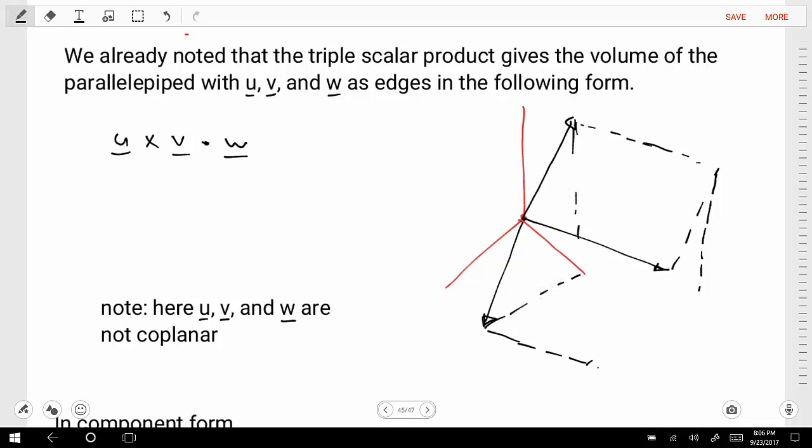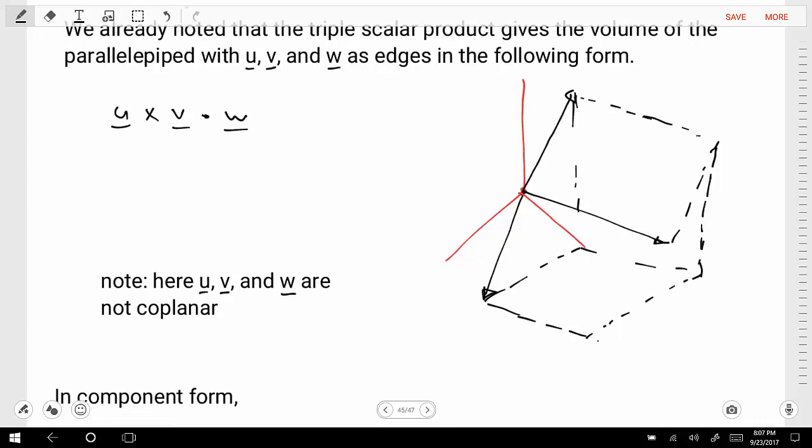Something like this. Something like that, yes. So then how do we actually find this triple scalar product?